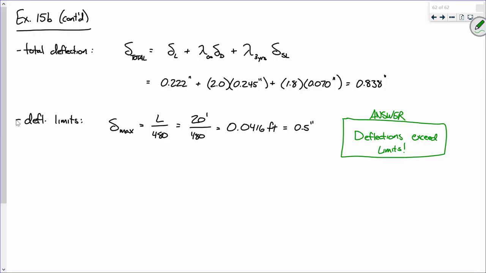Something's wrong. So I've got to either add more beams or use a different concrete, or maybe I did a calculation wrong. You got to vet all of those options. Yes.